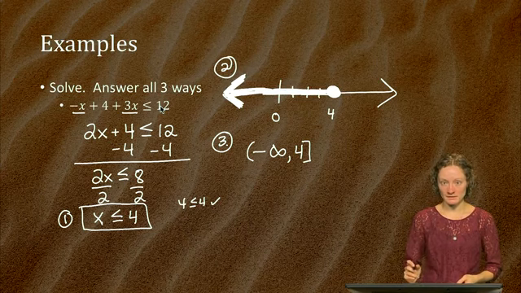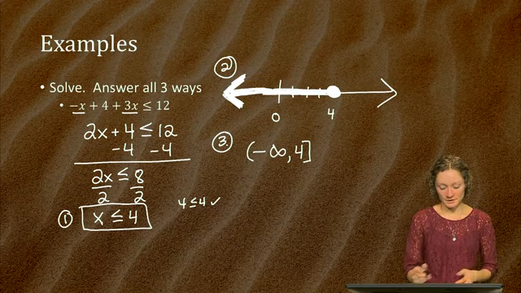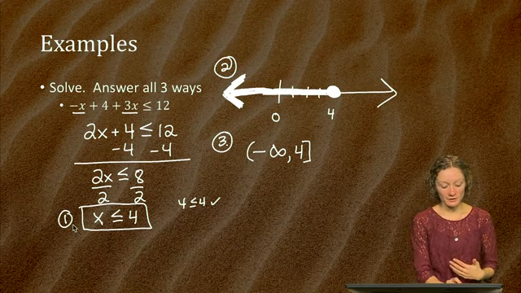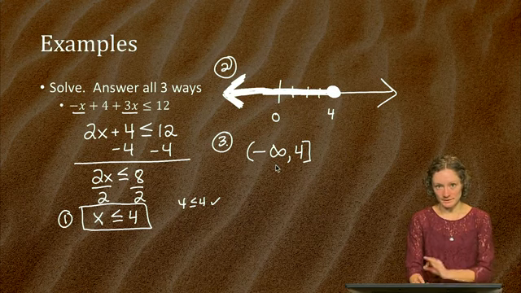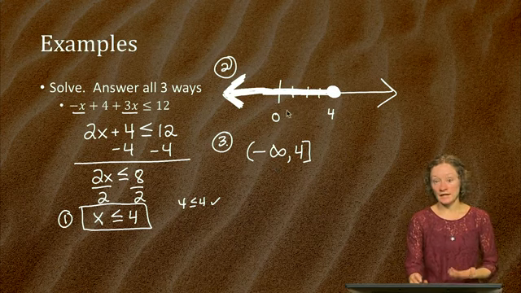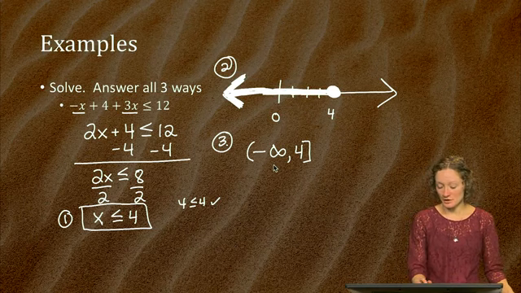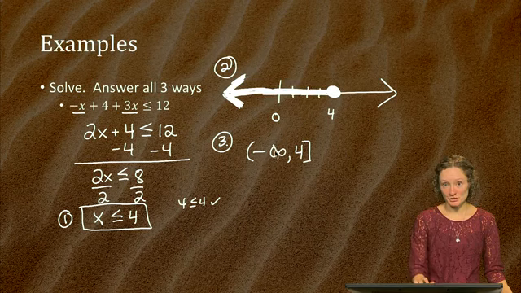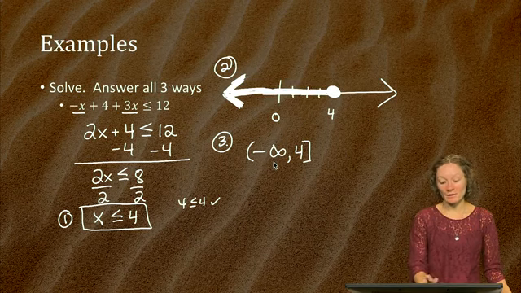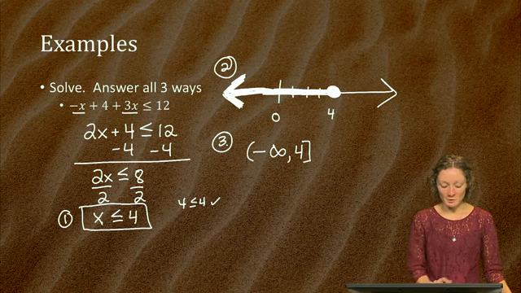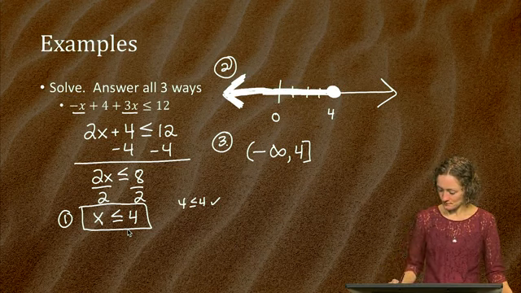1, 2, 3 ways. You may not be asked on every question to give all 3 ways. In my opinion, it's very difficult to go from this first inequality solution straight to interval notation. I like the graph in between. So if you're only asked for interval notation, it's really up to you how you get through it. But I would encourage you to follow this route. You might only be asked for the graph, in which case you wouldn't have to go to interval notation. You might just be asked for the inequality. So follow whatever the directions say.